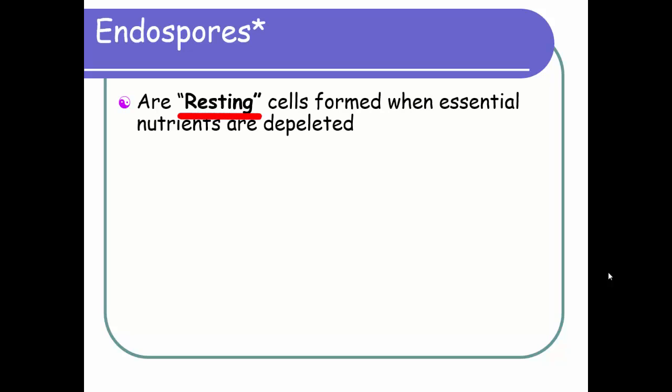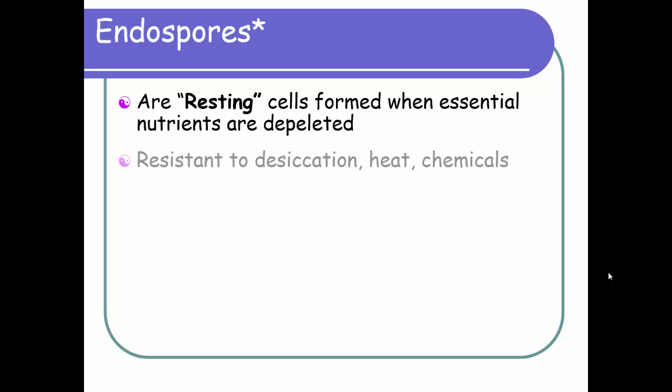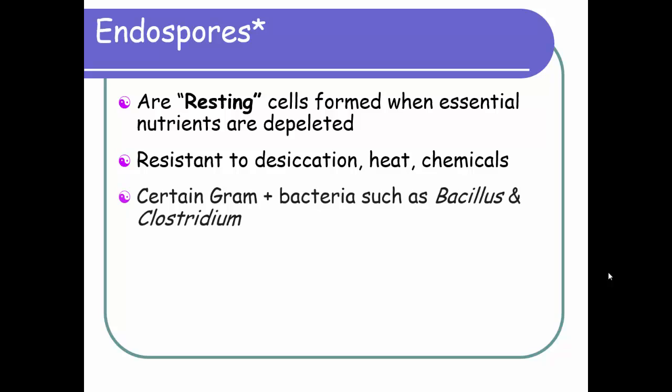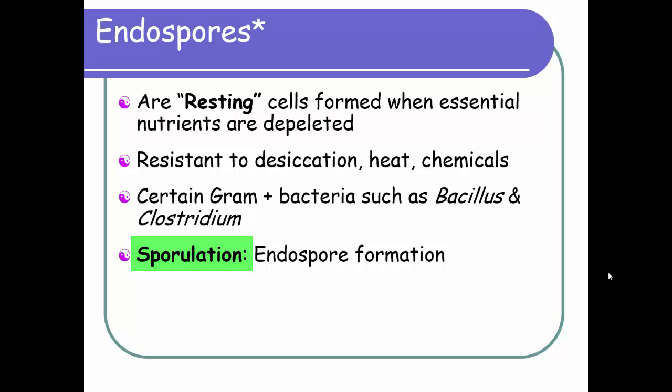Endospores are a resting form of bacterial cells that are formed when essential nutrients within the environment are depleted or the environment is no longer conducive for bacterial growth. They are resistant to desiccation, heat, chemicals, freezing temperatures, etc. Certain gram-positive bacteria, such as the Bacillus genus and the Clostridium genus, are endospore formers. When they form the endospore, this process is known as sporulation.